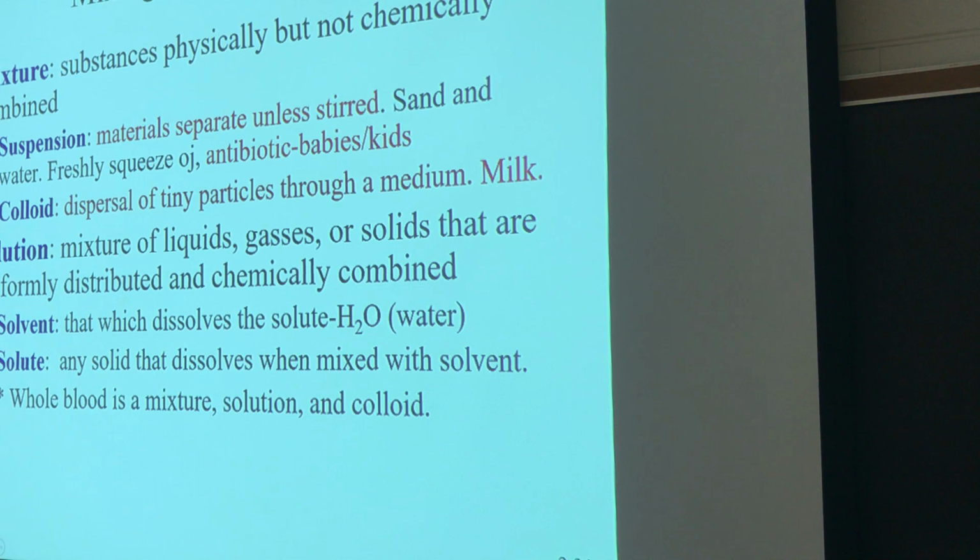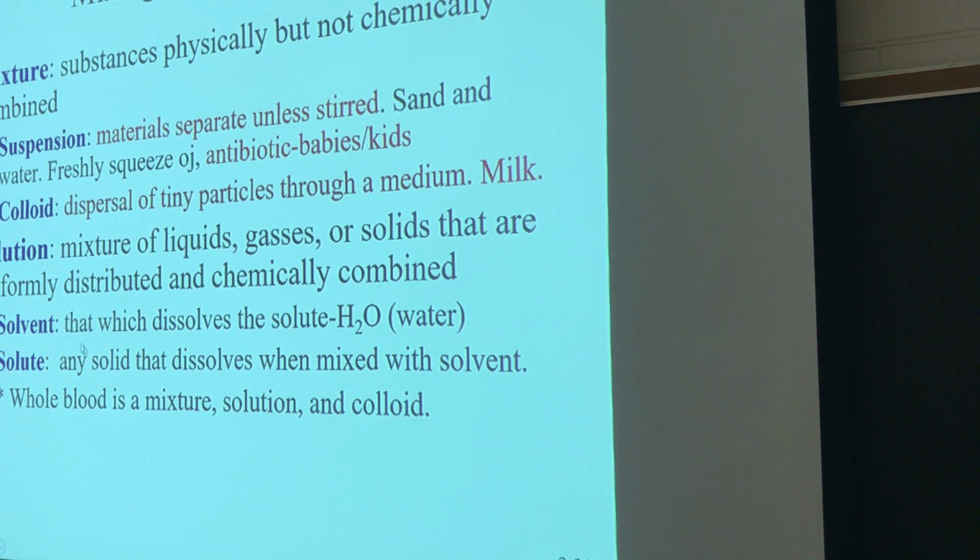Our blood is a combination of both. The colloid is the actual red blood cells that can separate, and then the suspension is all the mixing of the salts that we see in our body. A solution is a mix of liquids, gas, or solids. The solvent is usually the liquid part in our body. It's almost always water. Solvent will allow you to dissolve things.